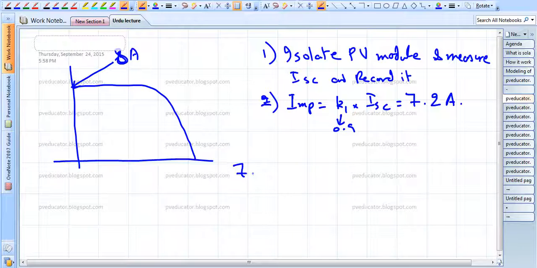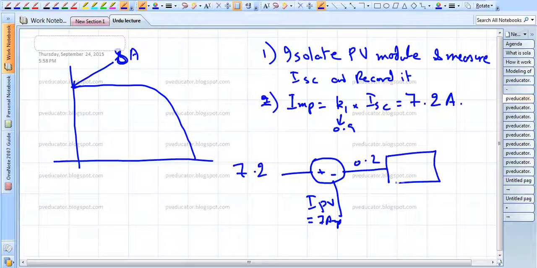This 7.2 ampere will be checked with the IPV. So at the initial value, if this IPV is, let us suppose, 7 ampere, initially we will be having an error of 0.2, which will be adjusted by this PI controller, and it gives us the required duty ratio. But if this method is so easy to implement, then why don't we use it so often?